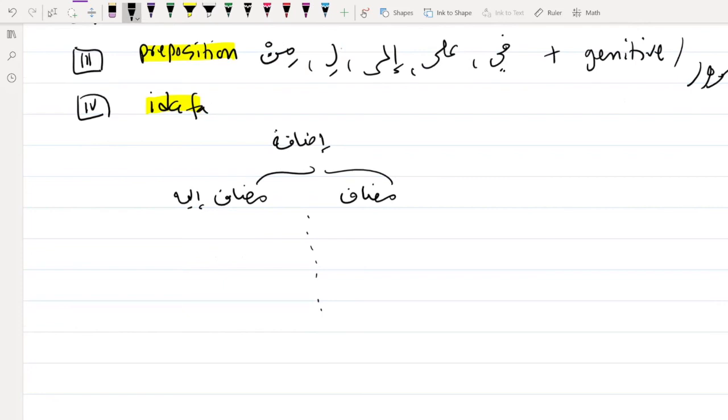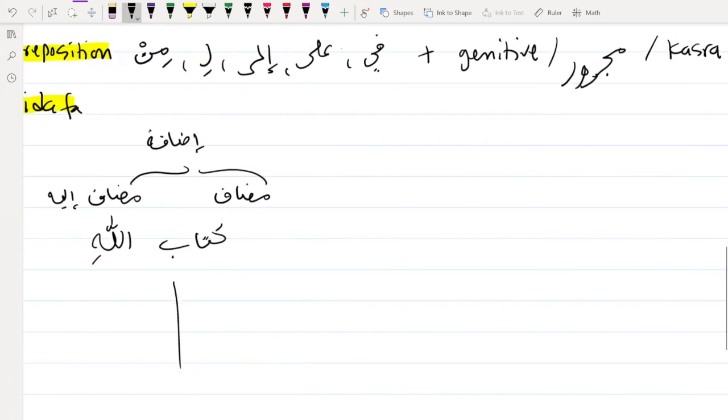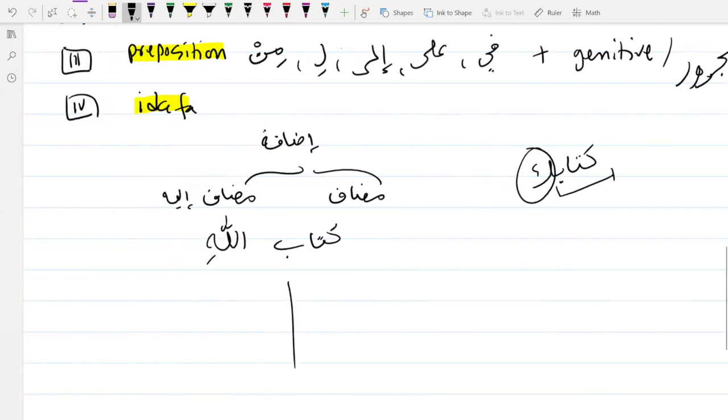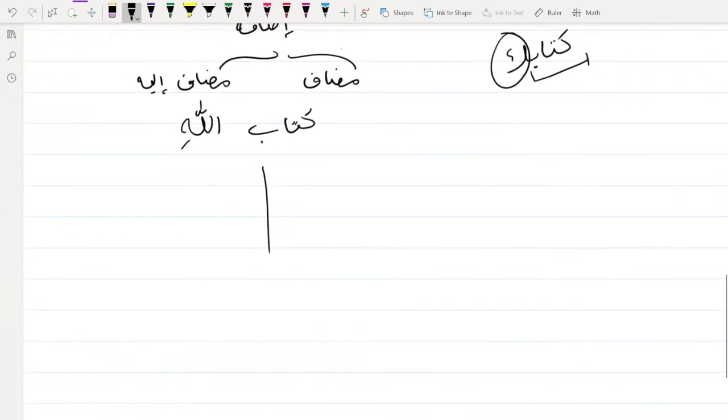So what did we say about mudaf? Mudaf is the first part. Remember, the idafa has two words. Without two words, you cannot make an idafa. Okay, favorite example, kitabullahi. You cannot make that, you need two words. Even if sometimes you say, you know, kitabuka, you still have kitab here, and kaf is the pronoun, which is also another word in Arabic language.